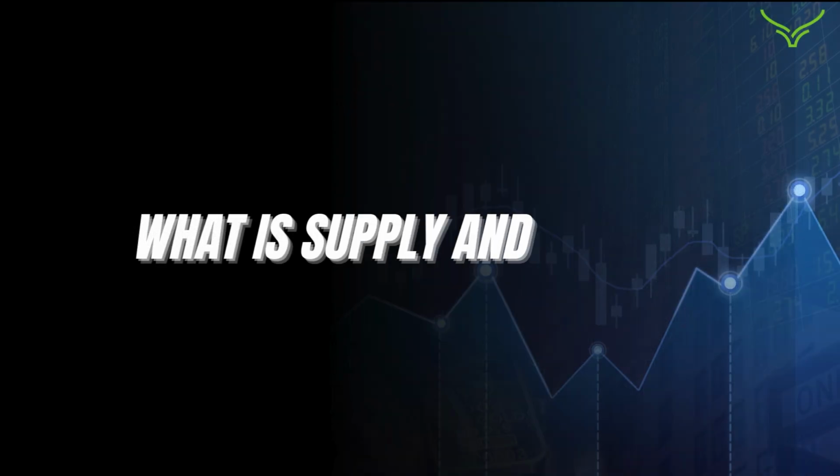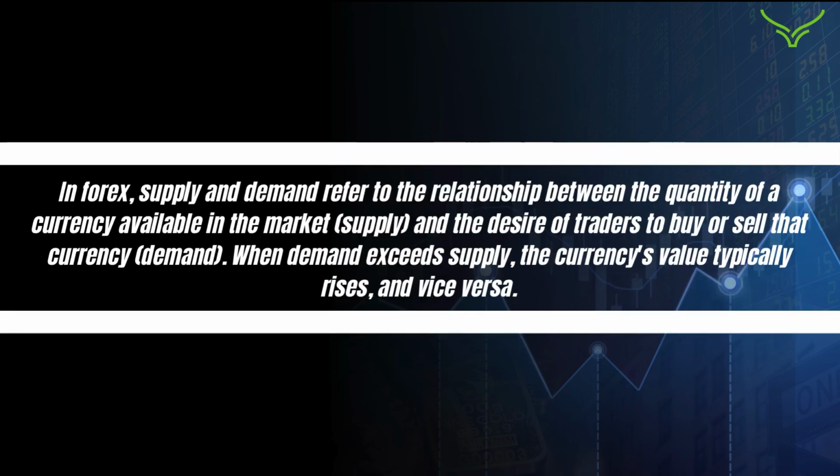What is supply and demand in the context of trading? Supply and demand refer to the relationship between the quantity of a currency available in the market and the desire of traders to buy or sell that currency. When demand exceeds supply, the currency's value typically rises, and vice versa.